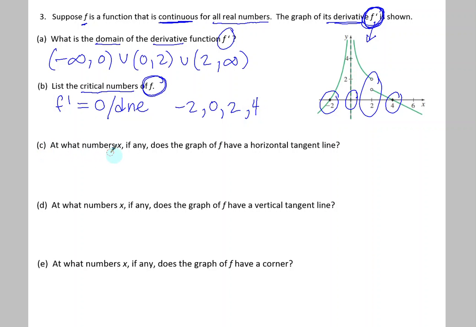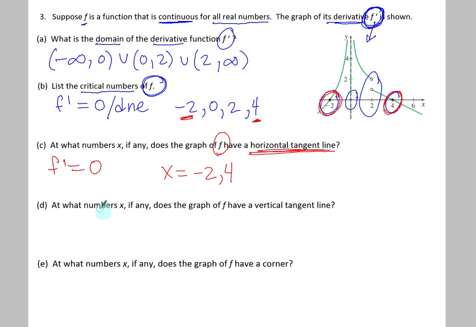C. At what numbers x, if any, does the graph of f have a horizontal tangent line? Remember that a horizontal tangent line has a slope of 0, so the derivative equals 0. This is a graph of the derivative, so we're looking for where this graph equals 0. And like we said for critical numbers, there are two places where that happens, negative 2 and 4. So x equals negative 2 and 4.